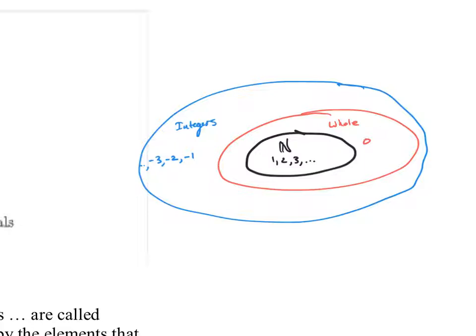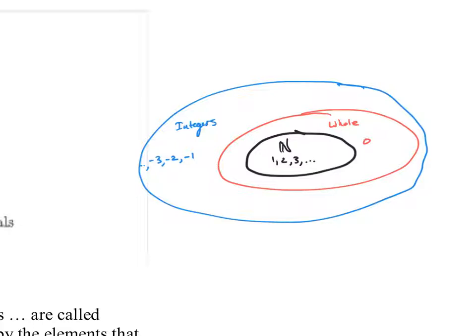If you know Venn diagrams, that's essentially what we're doing, a Venn diagram. Okay? So, is the number negative 2 an integer? Yes. Is it a whole number? No. And is it a natural number? No. So natural numbers, 1 on up. Whole numbers include 0. Integers include positives and negatives. Okay? We move on to the next set.